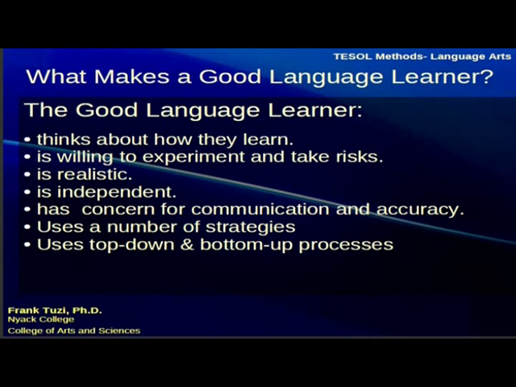Good language learners are going to do that. They're going to try a variety of ways to pin down an idea, a thought, or a structure that they don't understand. Good language learners are going to use top-down and bottom-up processing. They're going to look at the big picture and then try to find the little parts, and they're going to look at all the little parts to help them build the main idea.